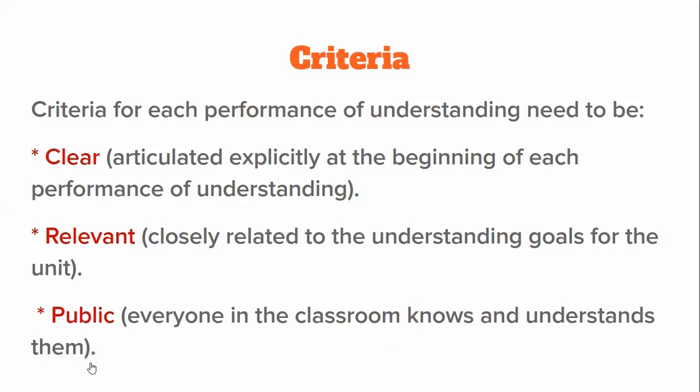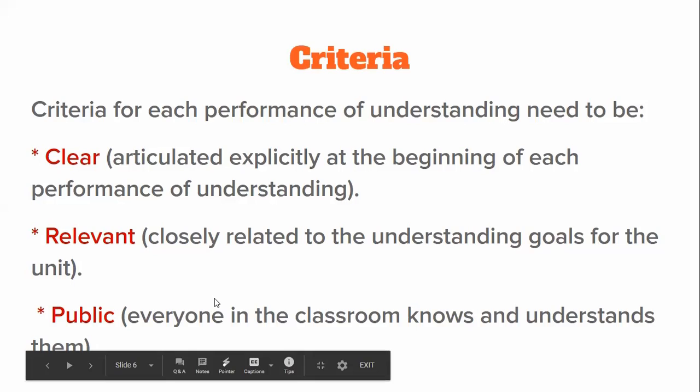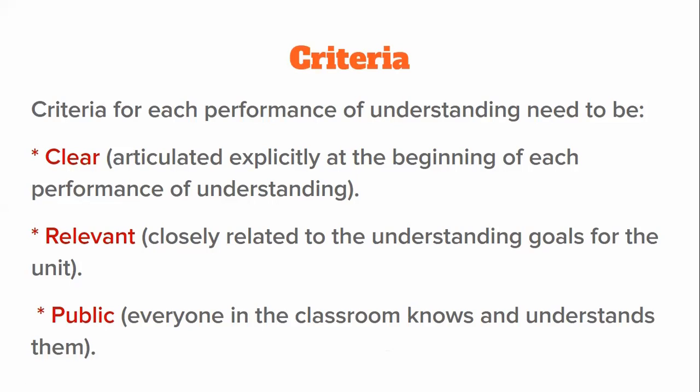First is the criteria. Establishing criteria is very important. Criteria for each performance of understanding need to be clear. That is, they need to be articulated explicitly at the beginning of each performance of understanding. The criteria should be relevant, that is, closely related to the understanding goals of the unit. And also the criteria should be public. That is, everyone in the classroom knows and understands them.